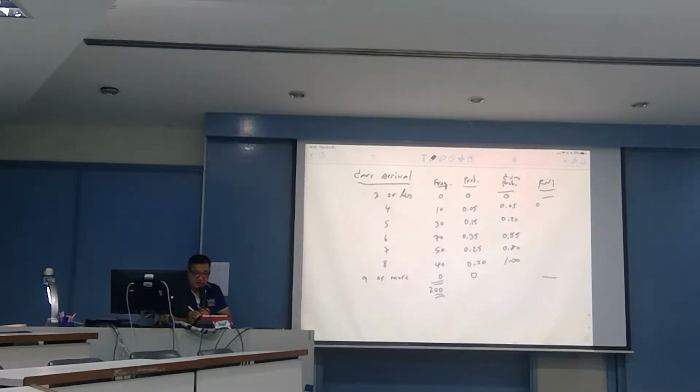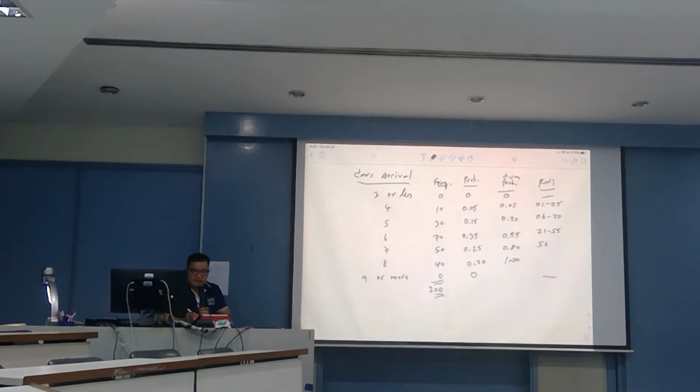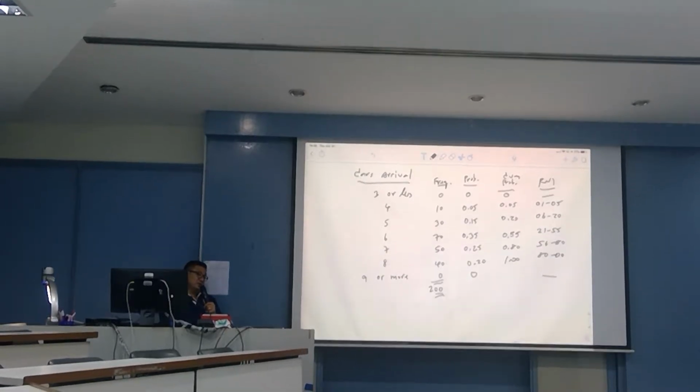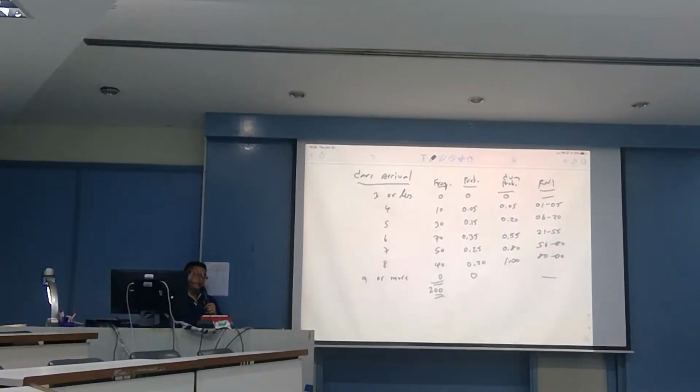So in this case, we have 01 to 05, 06 to 20, 21 to 55, 56 to 80, and 81 to 100. That belongs to just 4 to 8. So the first, 3 or less, and the last one, 9 or more, we are not using because there is no frequency to show. It is just encoded in the table to make us more confused.